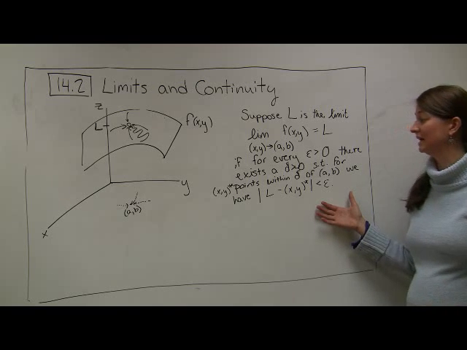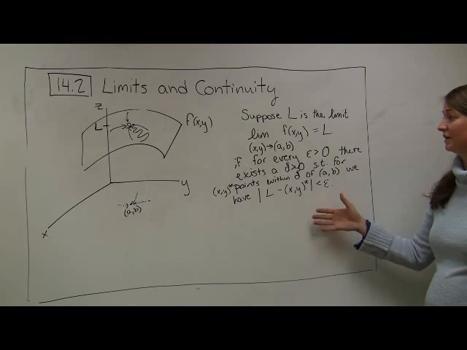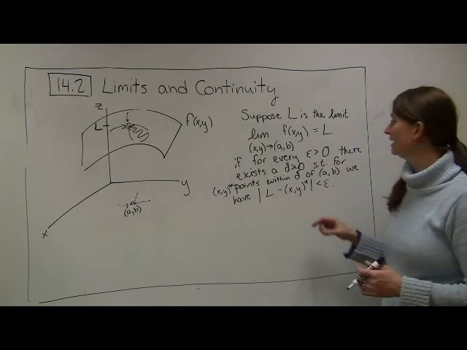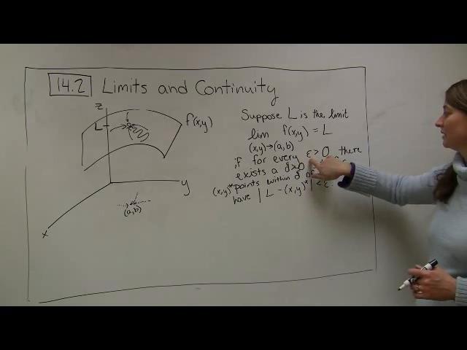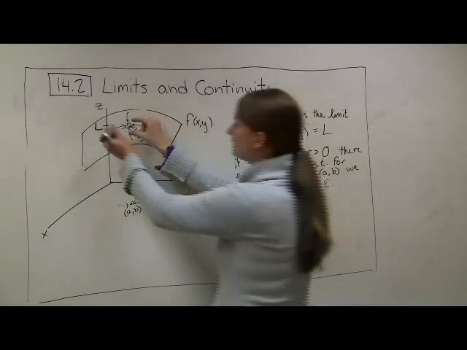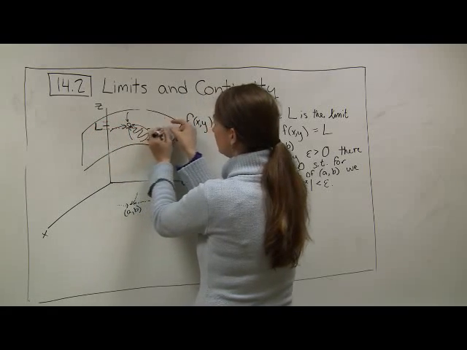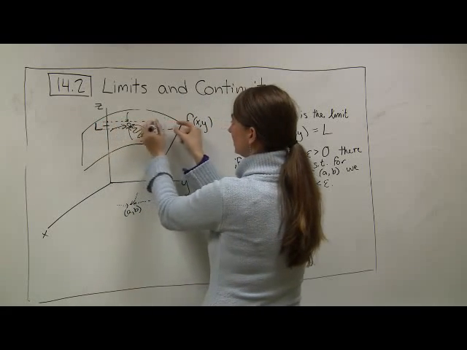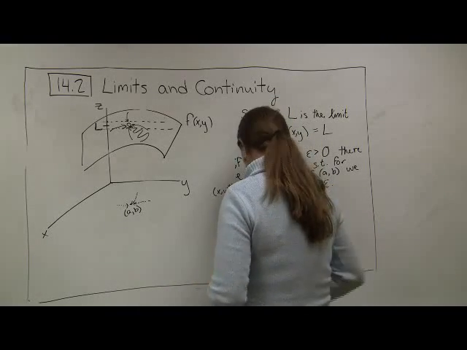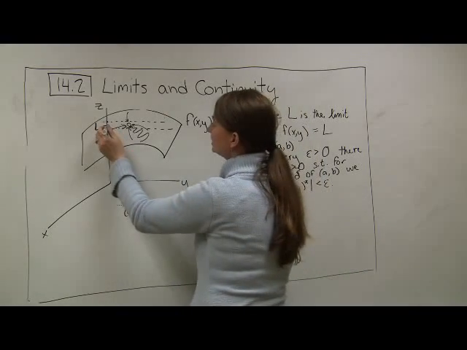Well, you can unpack this in an analysis class. What we're going to talk about is what this picture is representing. Essentially what we're doing, when I pick an epsilon greater than 0, I'm taking some narrow band in the z-axis around my limit value. I probably should use a different color so that I can really highlight this.